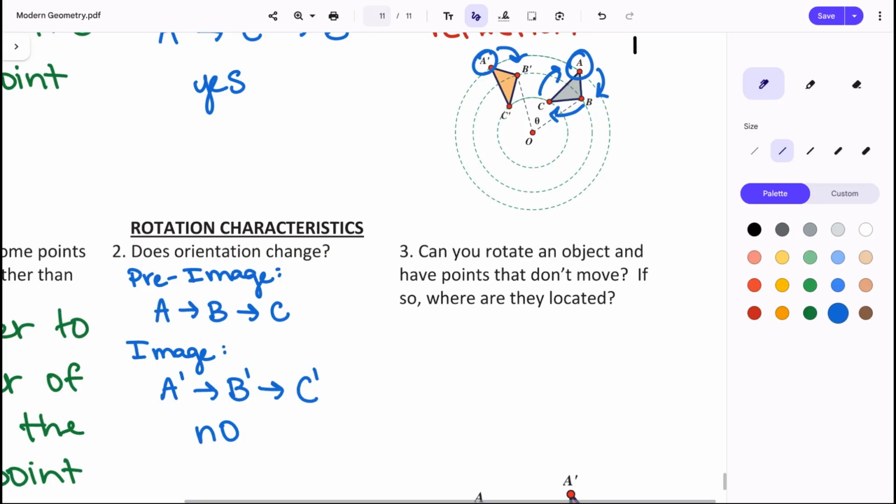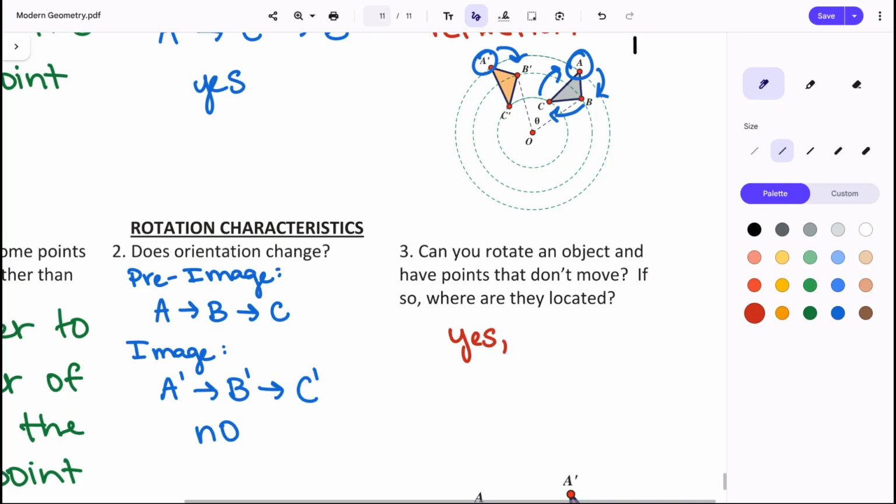Okay, number 3, can you rotate an object and have points that don't move? If so, where are they located? So again, think about this. The closer you are to the center, the less distance you have to move. So what would happen if we had a point that was on the center of rotation? If it's on the center, it's not going to have anywhere to go. It's just going to stay on the center of rotation. So can we rotate an object and have points that don't move? Yes.